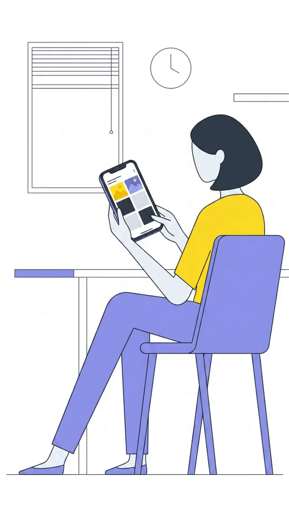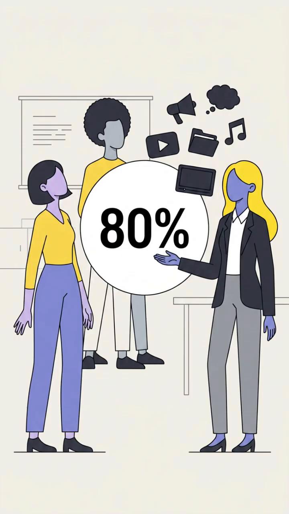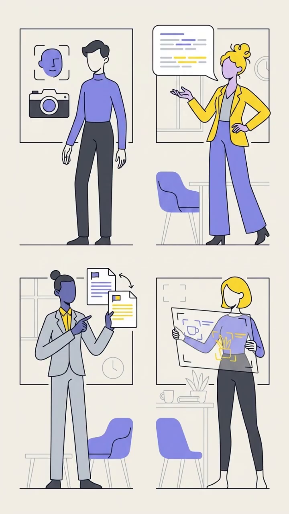Think about your phone gallery. Thousands of photos are stored there, but a computer cannot understand what's inside each photo unless artificial intelligence analyzes it. In fact, almost 80% of the world's data is unstructured. This is where AI becomes very powerful by recognizing faces, understanding speech, translating languages, and identifying objects and images.